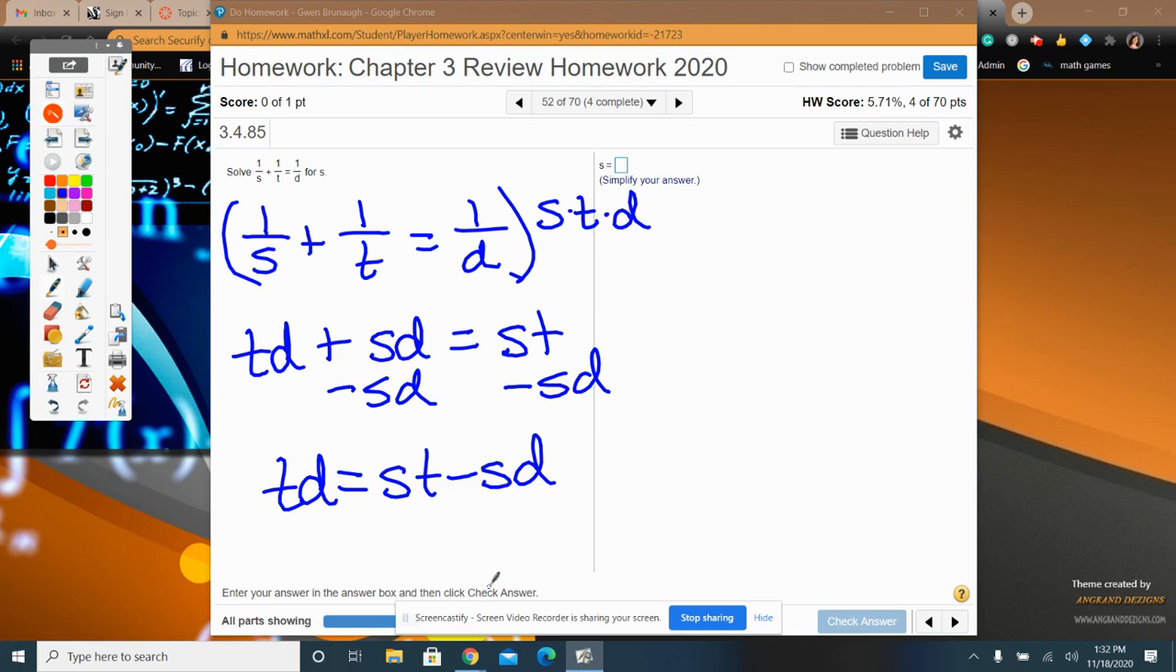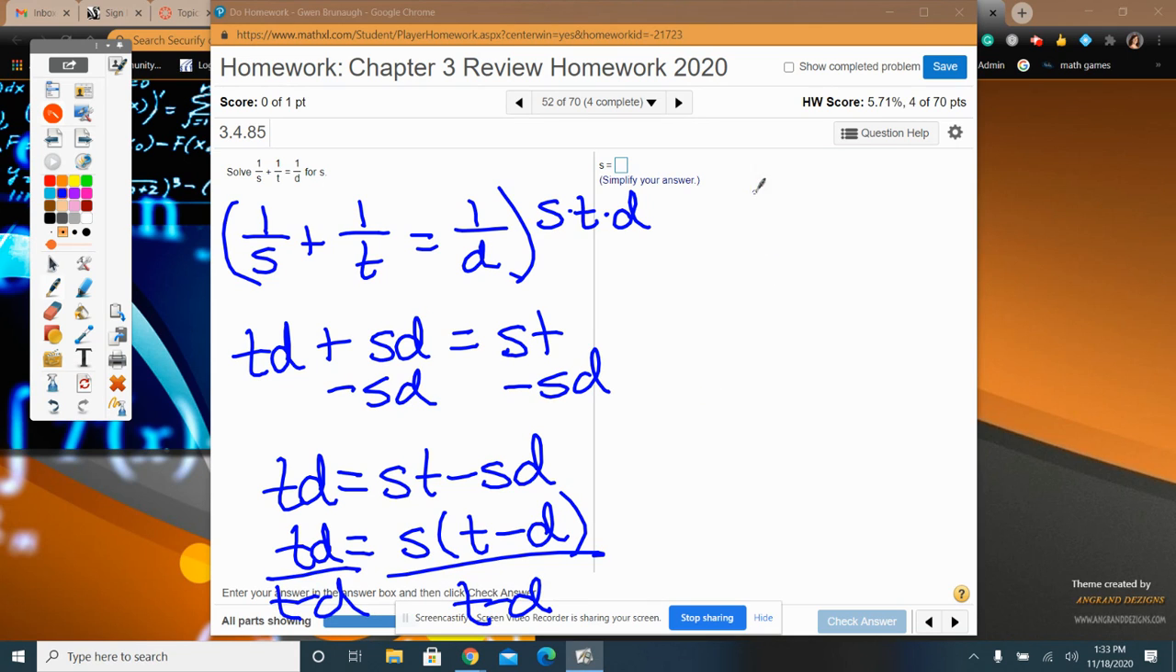And the only way we can get the two to become just the one is to pull out a GCF. So we're going to pull out a GCF of S, and that's left with T minus D. Then you can divide both sides by T minus D, and that will be your answer. So your answer is going to be T times D over T minus D. And you will have to show work on that problem.